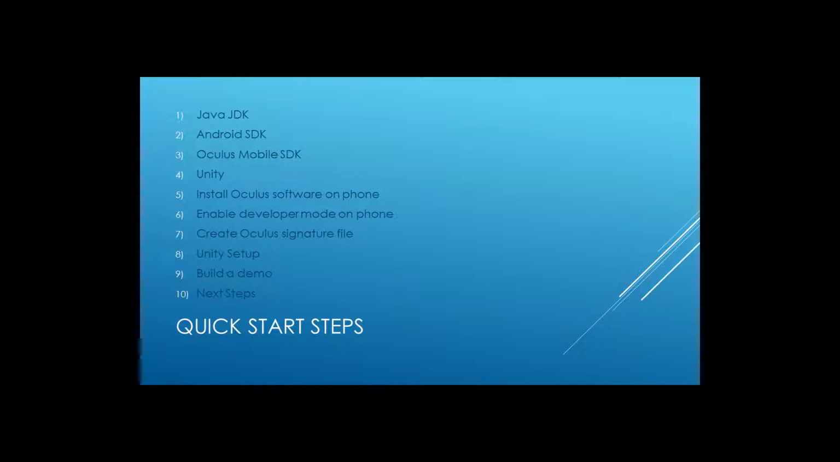First, we will download and install software to get the PC set up. Next, we will install Oculus software on the phone and configure the phone for development. Then we will set up and use Unity to create and deploy an application. Finally, we will look at next steps for development.